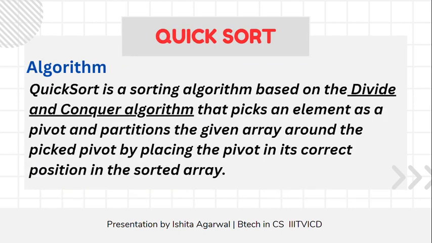Now coming to the quick sort. As we have seen, quick sort is also based on the divide and conquer algorithm that picks an element as a pivot and partitions the given array around the picked pivot by placing the pivot in its correct position in the sorted array.